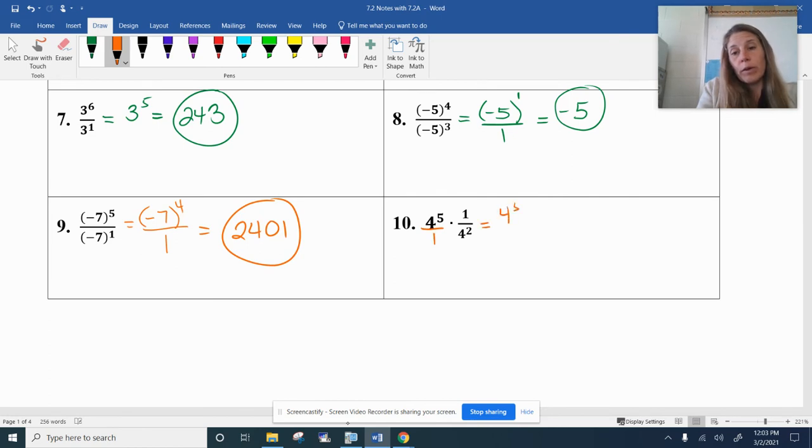So when I multiply these two fractions, I get 4 to the 5th over 4 to the 2nd. Now I can subtract my exponents since my bases are both 4. 5 minus 2 is 3, and it's going to go on the top because that's where the bigger exponent was. 4 to the 3rd equals 64 on the calculator.